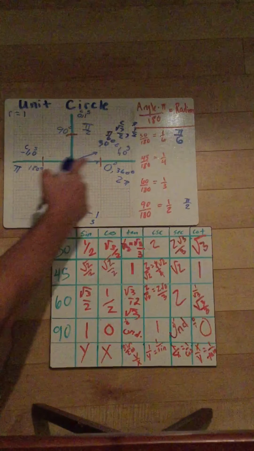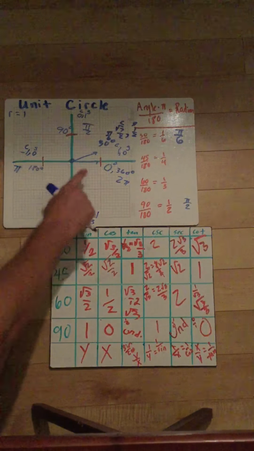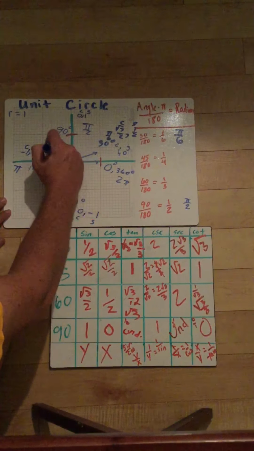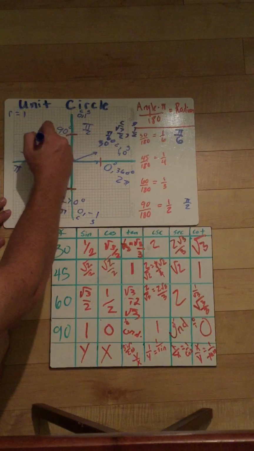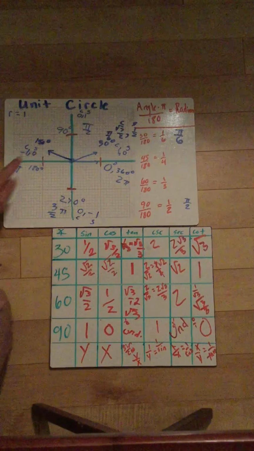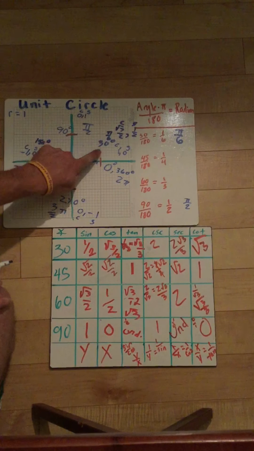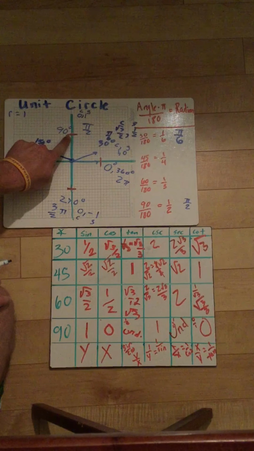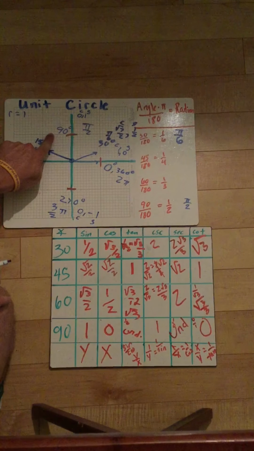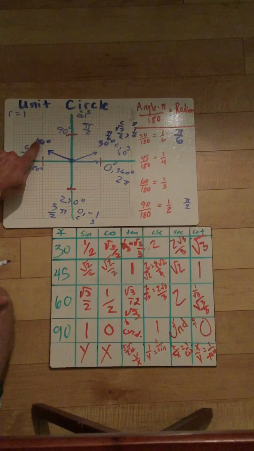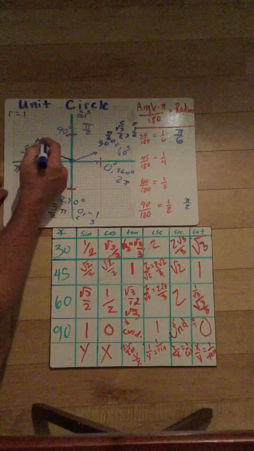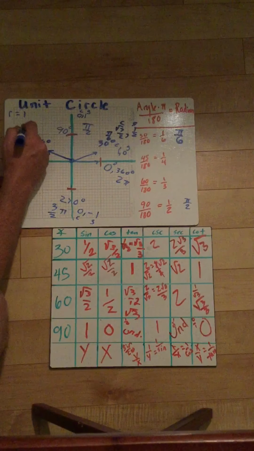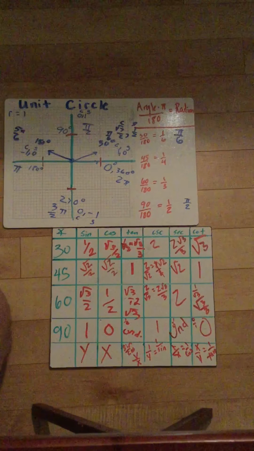Now, I measure these reference angles from the x-axis. So 30 degrees from 180 is 150 degrees. So 30 degrees, 1, 2, which would be 60, 3 would be 90, 4 would be 120, 5 would be 150. Or I can just do 150 divided by 180, and I would get 5 pi over 6.